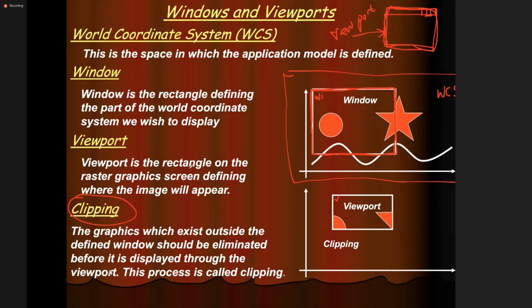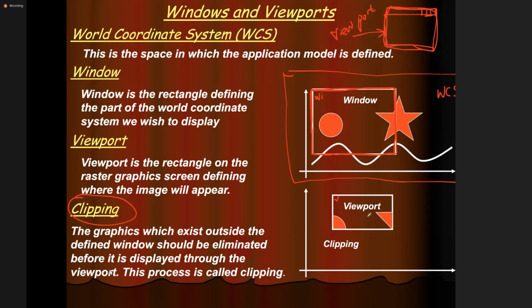Right? So the viewport is the rectangle on the raster graphic screen, defining where the image will appear on the screen. You can take it here and there and drag. Window is the rectangle defining the part of the world coordinate system we wish to display. From the whole graphic, whatever area you want to display on the screen. Clipping is the process of removing the graphical area which is outside the window. First, from the world coordinate system in memory, we clip the area we want to show. That clipped area is then transformed into the viewport and shown there. So this is a step-by-step process.